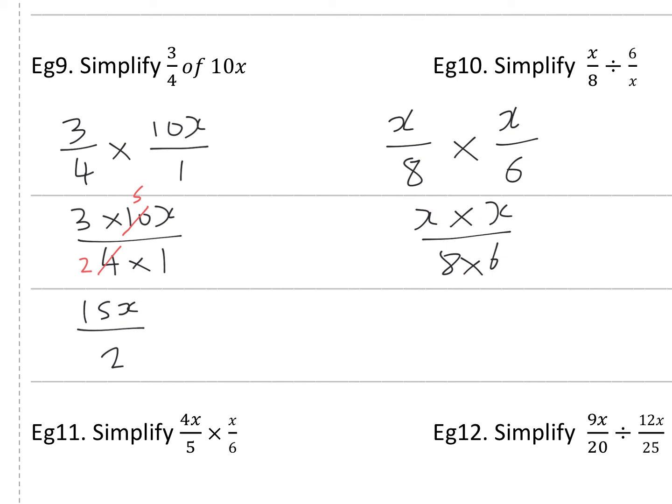So we just multiply the top, the numerator. x times x is x squared. And the denominator, 8 times 6 is 48.